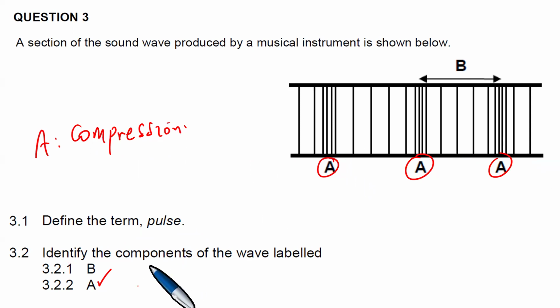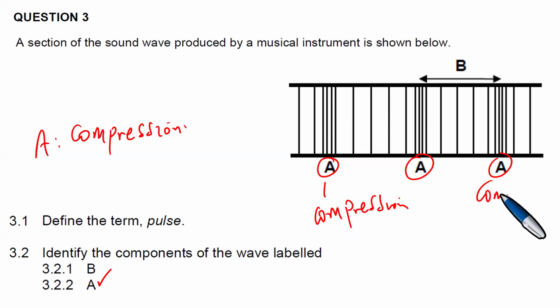Okay, so we continue. In other words, this one is called compression, and this one is also called compression, and that is called compression as well, because they are like the crest of the wave. So this is an example of a wave where there are compressions.